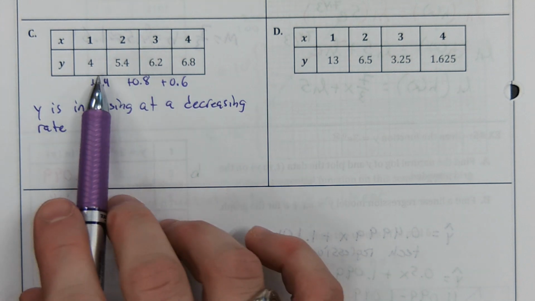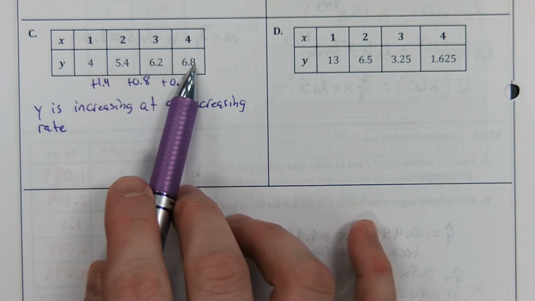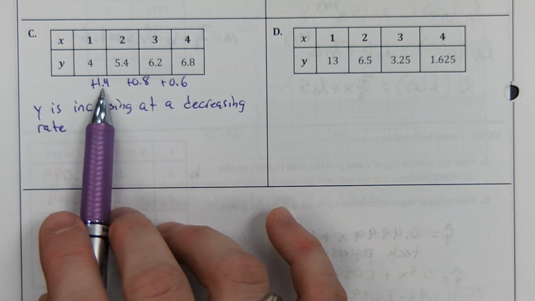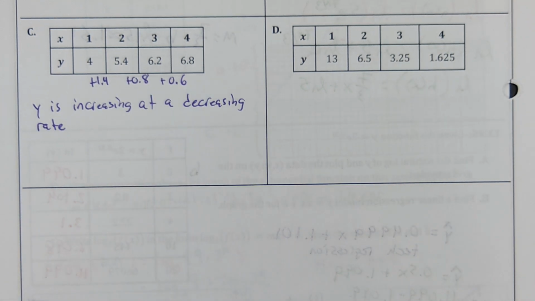Okay. You can see the y's are increasing. However, the rate that they're increasing is slowing down. That tells us that this graph is increasing and concave down.